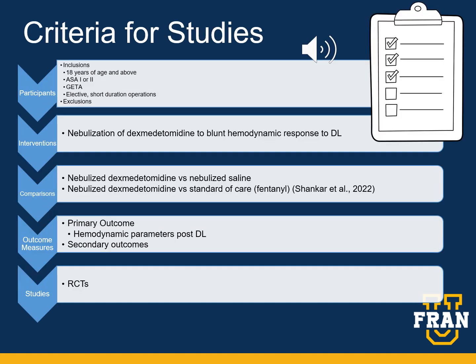Types of participants included were adult patients above 18 years of age. A specific inclusion criterion for this review was patients of American Society of Anesthesiologists, or ASA, status 1 or 2. Only patients undergoing general endotracheal anesthesia were recruited. 3 studies contained patients undergoing elective short-duration operations, while the 4th study evaluated patients undergoing laparoscopic procedures.